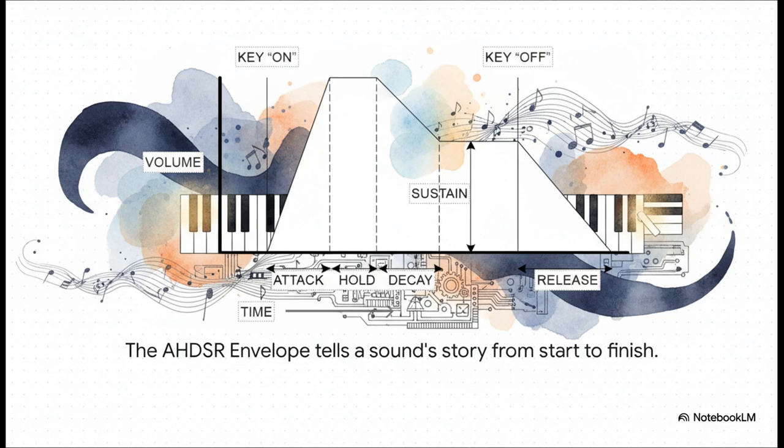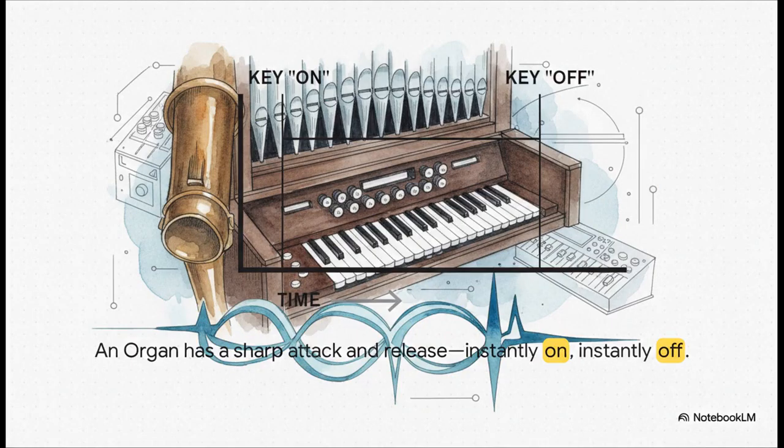Let's make this real with some examples. Okay, think about a classic church organ. You press a key, bam! The sound is instantly at full blast. You let go, bam! It's instantly silent. That's a super fast attack and a super fast, or zero, release. It's basically just an on-off switch.